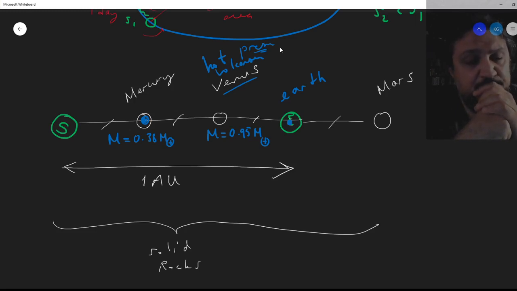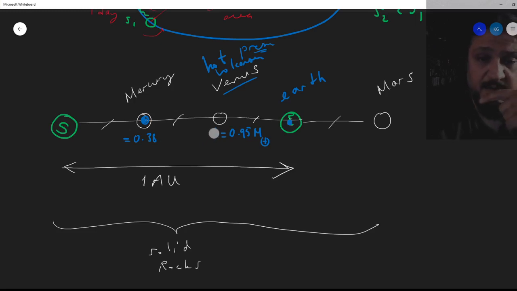And okay, I think I made a mistake here. What I really meant was the size. Sorry, let me just go back a little bit. Let me erase this. What I really meant here was the size, not the mass. Okay, so I'm going to change these to R. So the radius of Mercury is 0.38 of the radius of Earth, and Venus in size is comparable to Earth, right?